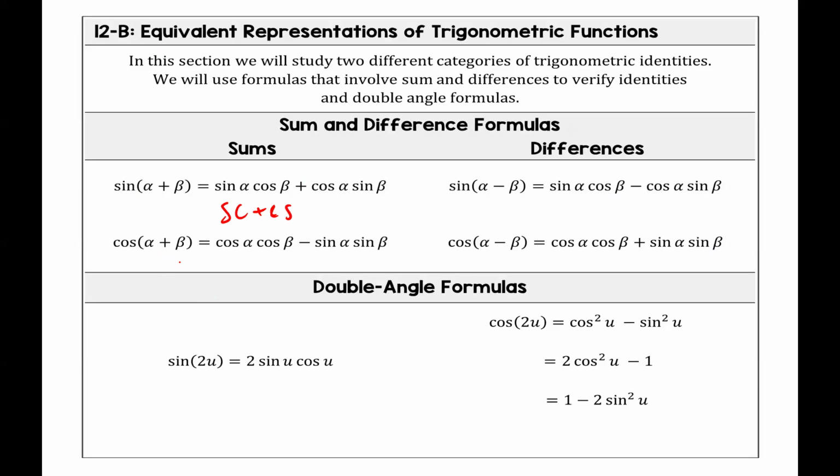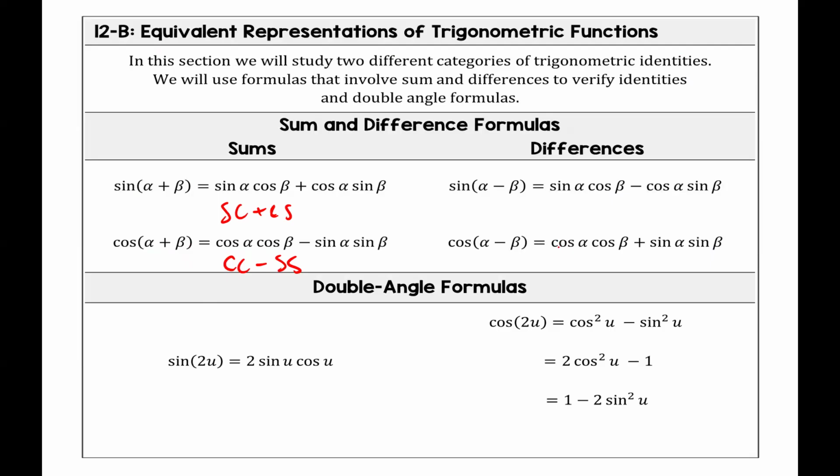Okay, cosine, remember those X's are always liars. Cosine represents X. So even though it looks like you're going to be adding them, when you actually are finding the sum, you are subtracting. So for cosine of alpha plus beta, I remember it as CC minus SS.